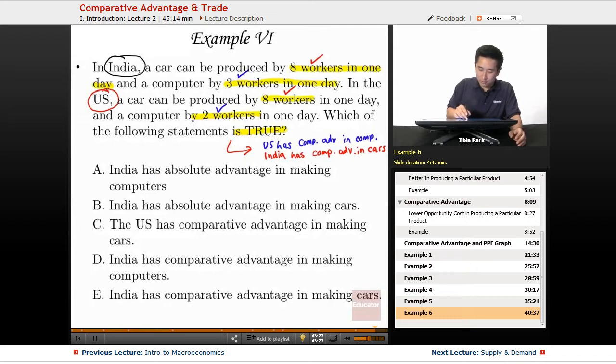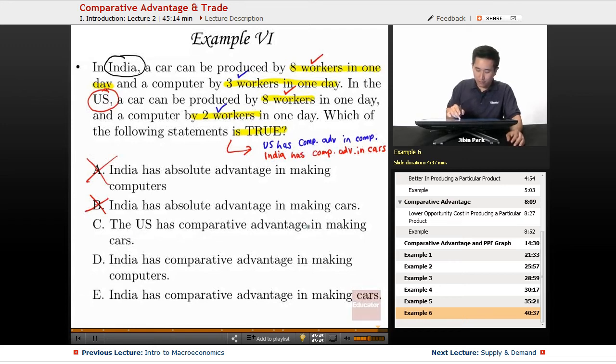So, India has absolute advantage in making computers. Well, we figured out here that no, it's the US, they can make it using fewer workers. So this is absolutely wrong. Let's mark this off. A is not a possible answer choice. India has absolute advantage in making cars. Well, they both use 8 workers here, so neither has absolute advantage in making cars.